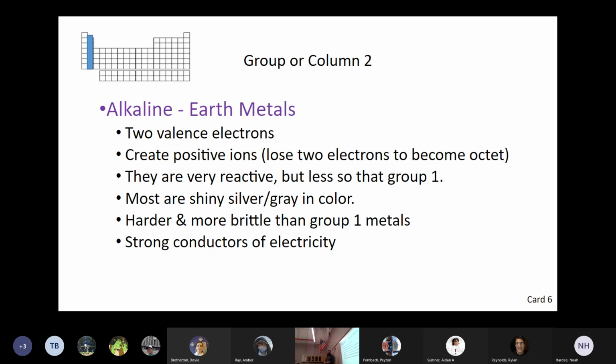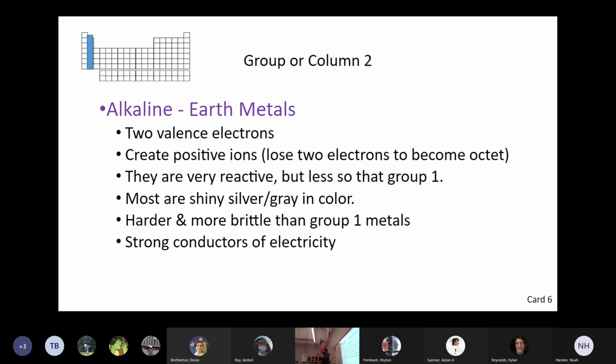Most of these are shiny. Most of them are silver, gray in color. These are going to be a little bit harder, a little bit more durable than the first column. And again, because they're metals, they're very strong conductors of electricity. You see a lot of this is repeating, because they're metal. Positive ion, good conductor of electricity, malleable, ductile. That's what metal would do. The main difference is obviously the name, and that it has 2 valence electrons.